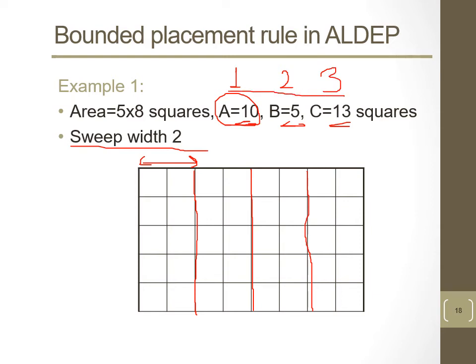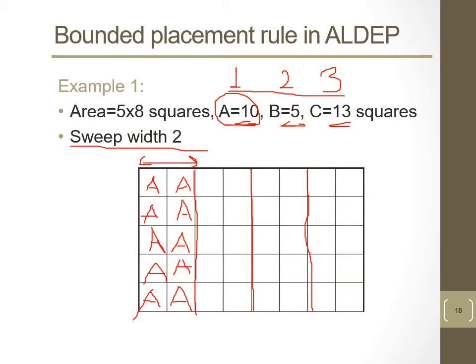So we will start from this top left corner and start placing department A. This is the first square. This is the second square. Then we continue here, third and fourth. We continue fifth, sixth, 7, 8, 9, and 10. So we allocated 10 for A.